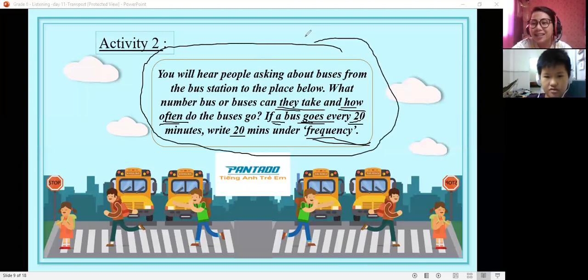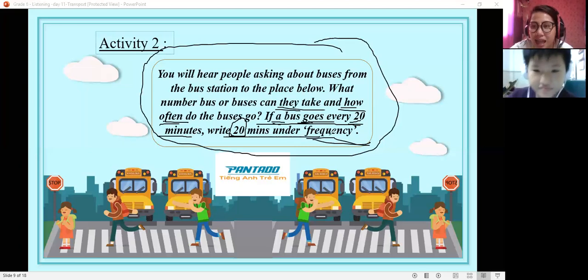I will listen. You will hear people asking about buses from the bus station to the place below. What number bus or buses can they take and how often do the buses go? If a bus goes every 30 minutes, right? 30 means 20, Dong. Again, if a bus goes every 20 minutes, write 20 minutes under frequency.